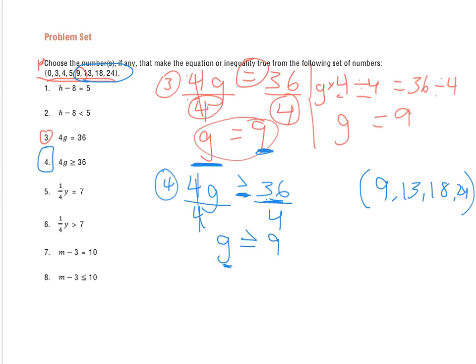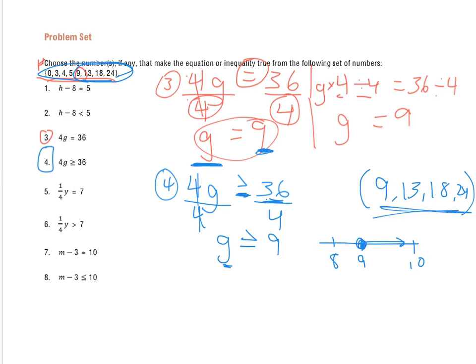So that's my first set with it, and if I want to draw this, it can equal 9 or anything greater than 9. So all of these numbers going up, but since they gave us a set of numbers to pick from up here in the directions, I know it's 9, 13, 18, and 24.